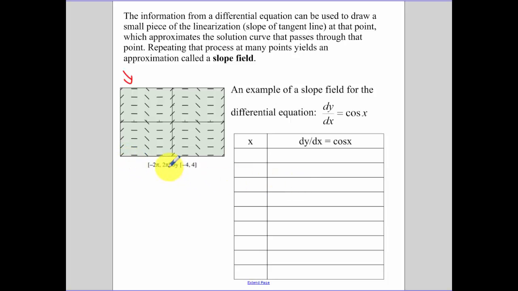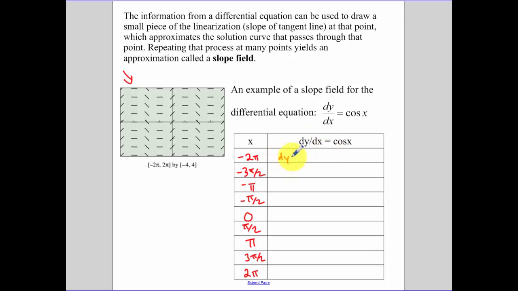Let's plug in a bunch of points. Well, our window goes from negative 2 pi to 2 pi. So let's pick a bunch of values here. Pick x values that are easy for you to plug in. I only need x values because cosine's only in terms of x. Okay, now we get an idea of what the slope is.